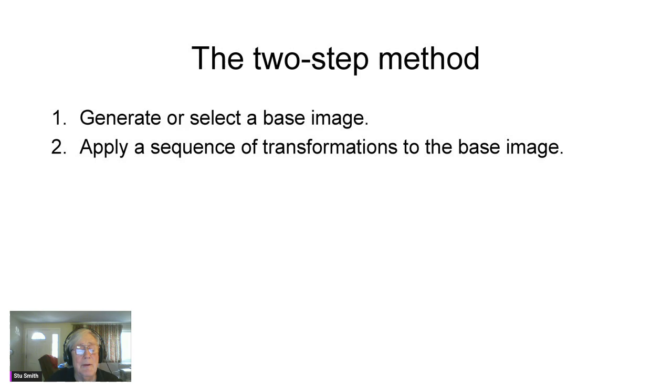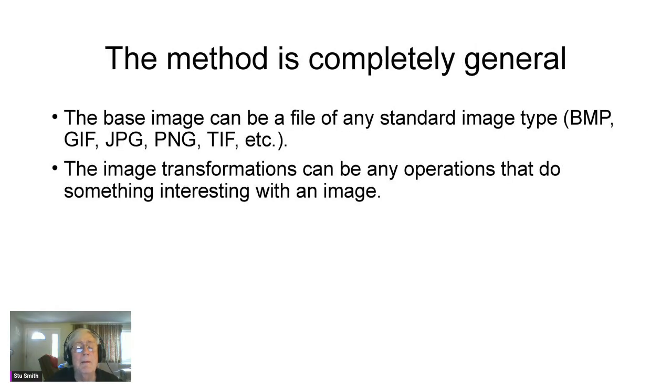Okay, so reduced to its essentials, the method is to generate or select a base image and then apply a sequence of transformations to the image. And of course, with such simplicity, the devil is in the details. This method is general. I'm going to talk about an app that I've created to make these images, but the method is completely general, doesn't depend on the app at all. All you need to get started is an image file of any standard type. And then the image transformations can be anything that does something interesting to an image.